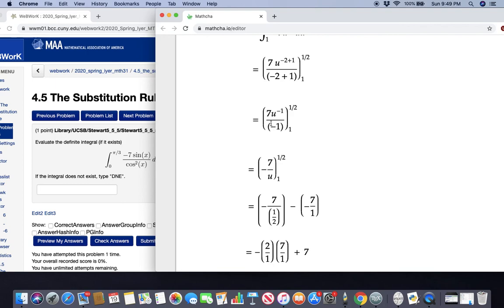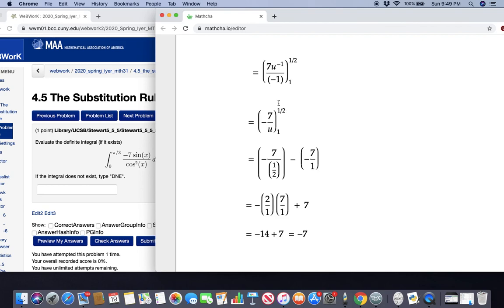Positive upstairs, negative downstairs is an overall negative. This negative power of u comes down and becomes a positive power. So all of this becomes negative 7 over u, limits 1 to half. What do these limits mean? We have found our antiderivative. Now evaluate it at the upper limit minus evaluate it at the lower limit.